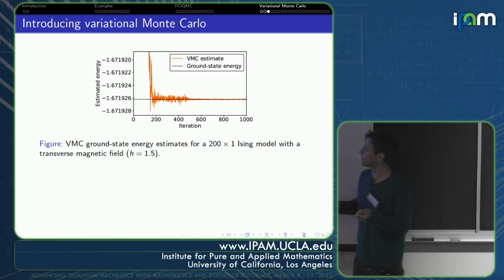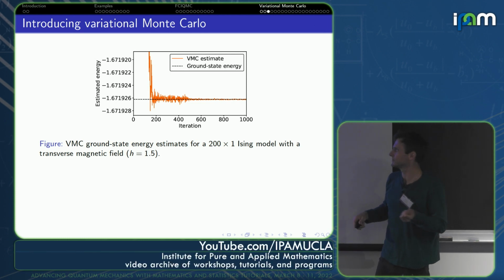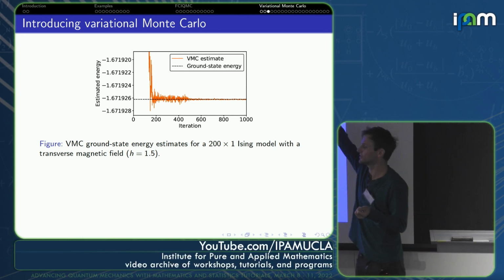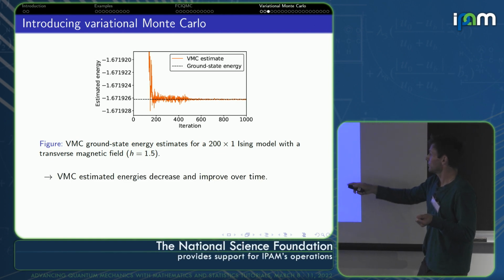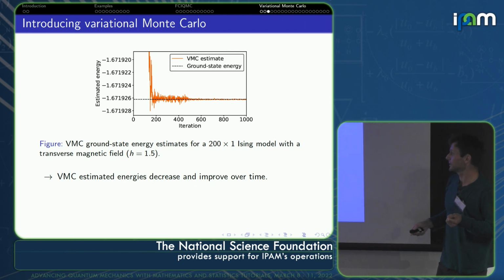So you see in orange the VMC estimates, and you can't quite see what's happening at iteration 0 because it's way, way off screen. The energy estimate would start at like 0 or something, and then it would just go down. It would decrease and improve, get closer and closer to this true ground state, which is exactly known.